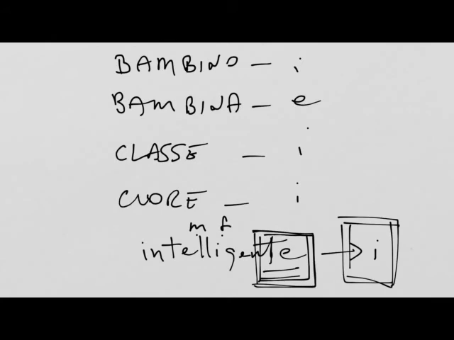When with buono we had to change each time, with intelligente and all the adjectives that end with e, we only have one form in the singular and one form in the plural. So il bambino intelligente, la bambina intelligente, la classe intelligente, il cuore intelligente. And then the plural, bambini intelligenti, bambine intelligenti, classi, cuori intelligenti.